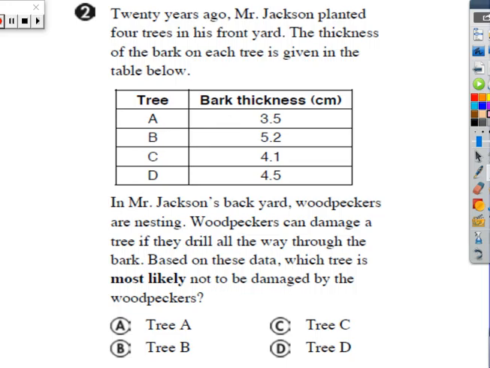20 years ago, Mr. Jackson planted 4 trees in his front yard. The thickness of the bark on each tree is given in the table below. So look at the thickness. In Mr. Jackson's backyard, woodpeckers are nesting. Woodpeckers can damage a tree if they drill all the way through the bark. Based on the data, which tree is most likely not to be damaged by the woodpecker?